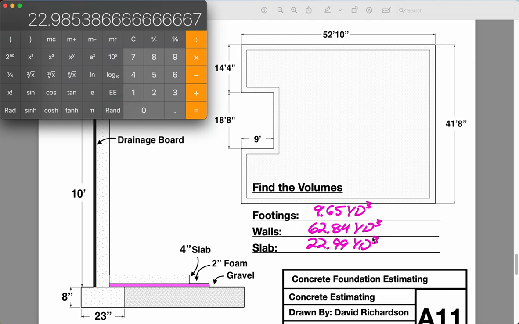When we go to order concrete, we would typically add some percentage waste depending on if we're pouring footings or walls or slabs.